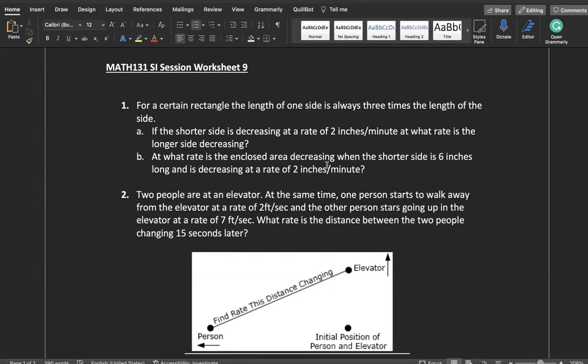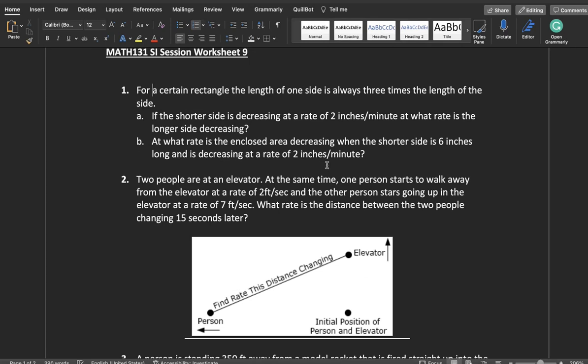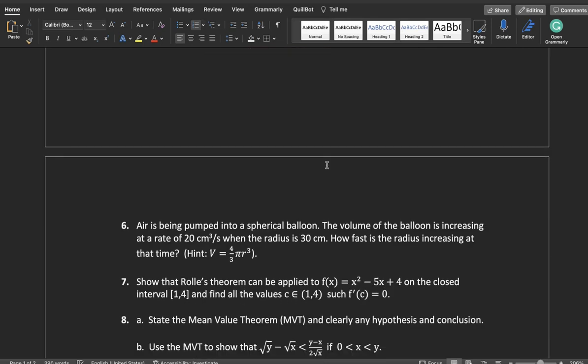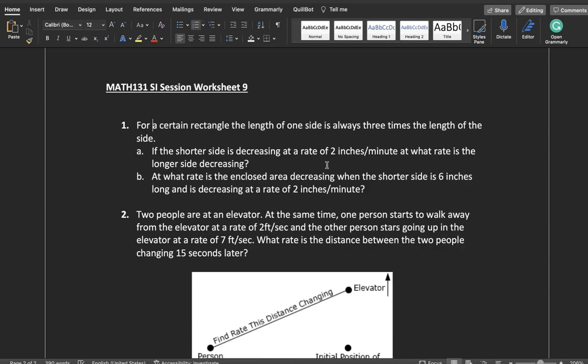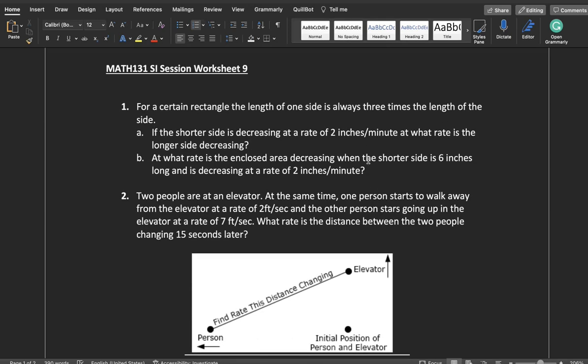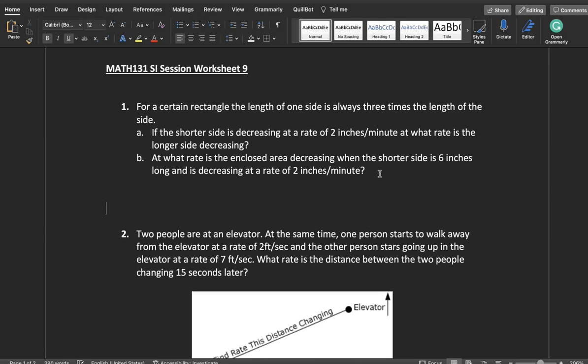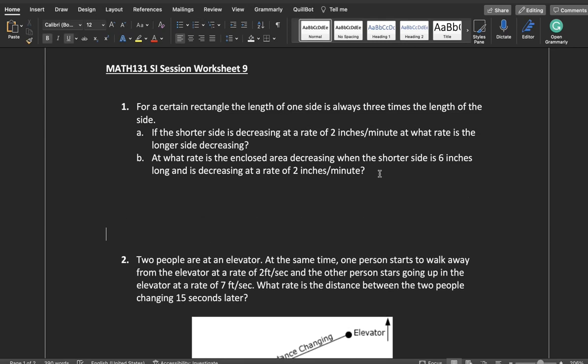Welcome, everyone. In today's worksheet, we'll be looking at a few problems tackling related rates, as well as the mean value theorem and Rolle's theorem, right? Feel free to pause the video at whatever moment you wish, so you can check your answers and attempt it on your own. So let's have a look at question one here.